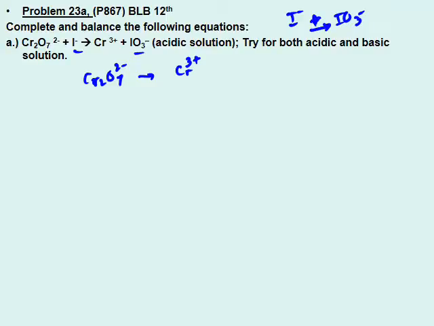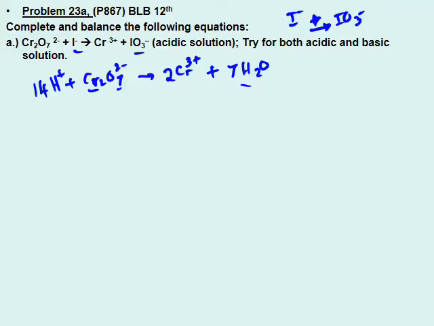Now, let me remind you again, first I need to balance elements other than hydrogen and oxygen. So there are 2 chromium here, 1 chromium here, so multiply by 2. Now balance oxygen by adding H2O. Now I have 7 oxygen on the left, so I must have 7 H2O on the right. Now I have 14 H on the right, so I must balance by adding 14 H plus.